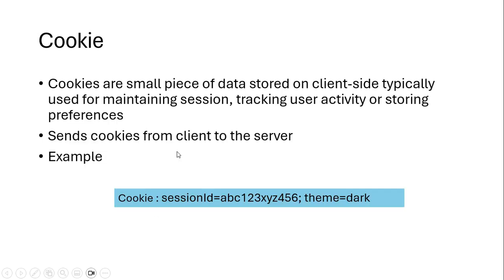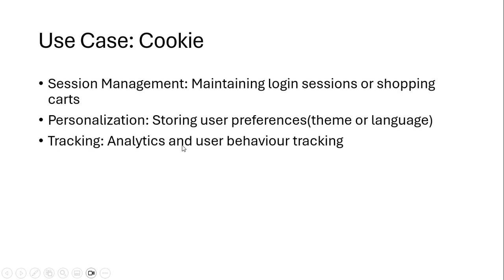So next is a cookie. These cookies are small pieces of data which are stored on the client side, typically for maintaining the session, or tracking any user activity, or storing any preferences. Okay, basically they are sent from the client to the server after the server sends a response in the Set-Cookie header. So this is how it can send back information like session ID and what theme it is preferring. Basically, it is used for maintaining login sessions or shopping carts, storing user preferences like theme or language, tracking. It is also used for analytics and user behavior tracking.